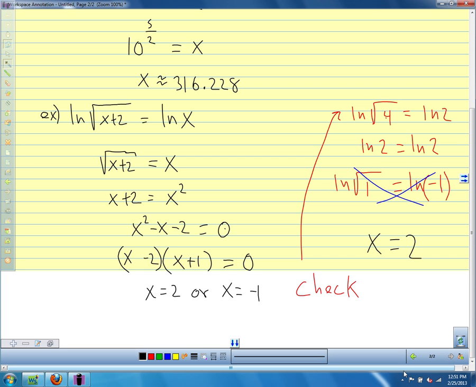So we got more than one answer. We had to check our solution. Questions on that one? Always remember to check when you get more than one solution. All right, let's look at another one.